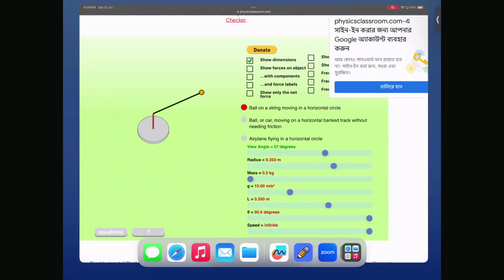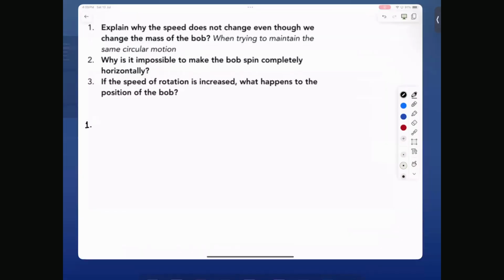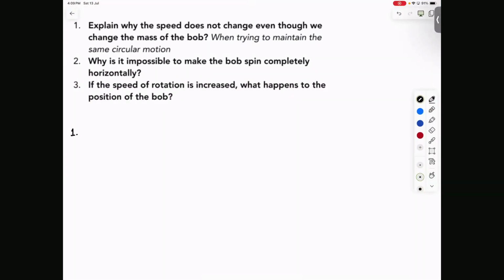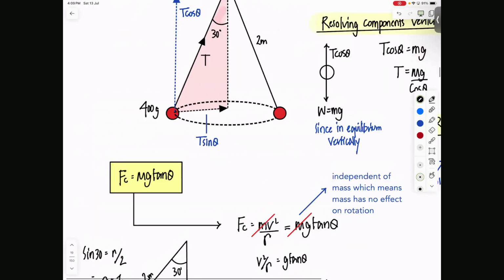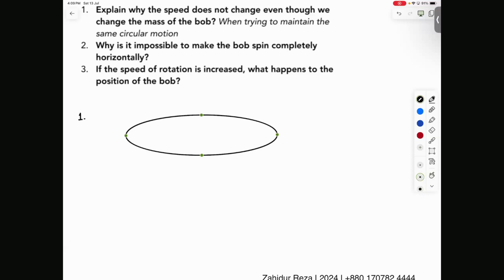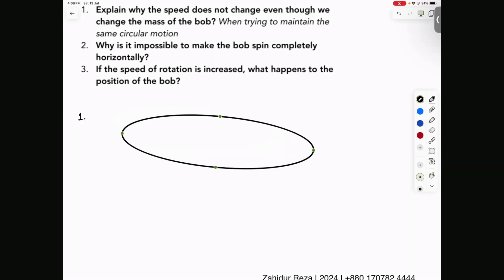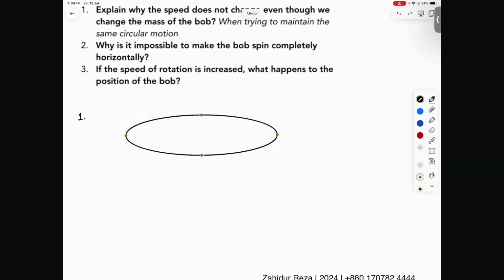So my question for you, and this is a question in the exam as well: why is it impossible to make the bob spin completely horizontally? Why is it not possible that you can have a motion where the object makes a perfect horizontal, flat circle? Can it be possible? Now, in terms of forces, can you explain why?